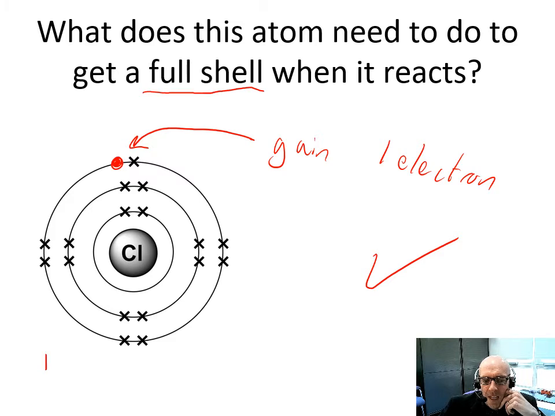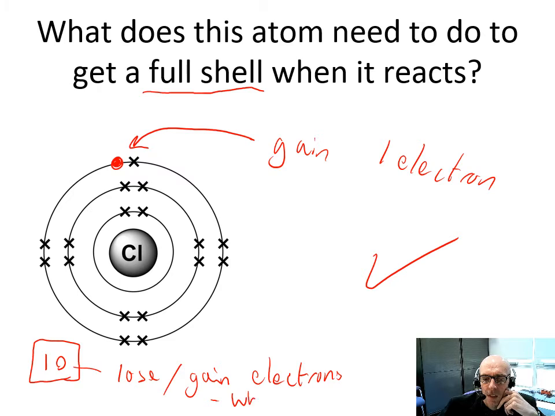So, rule number 10 on your rule sheet. Atoms lose or gain electrons, and they do whichever is easiest. So it's much easier to gain 1 than lose 7. That's rule number 10. Have you added it to your chemistry rule book? However many rules we end up with. There's not that many.